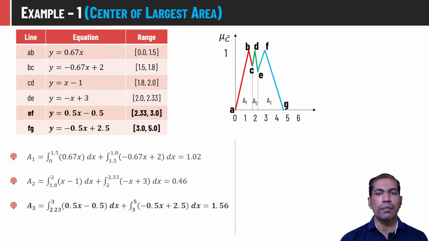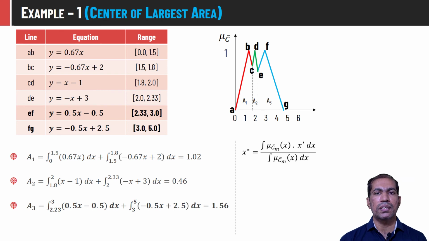So let us compute A1, A2 and A3. Area A1 we can compute by taking integration over lines AB and BC only. We already have computed the equations of all the lines. So if we take the integration, we will find the area. So A1 would be 1.02, A2 is 0.46 and A3 is 1.56.